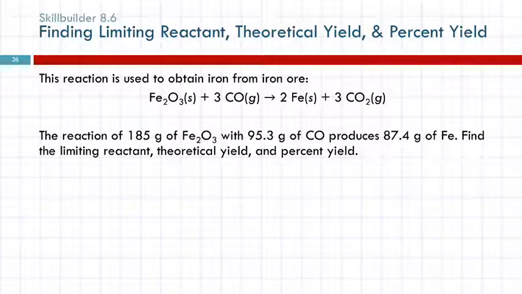Okay, we read the problem. Now we're going to organize our numbers. So I've got 185 grams of the oxide, and it says 95.3 grams of carbon monoxide, and it produces 87.4 grams of iron.